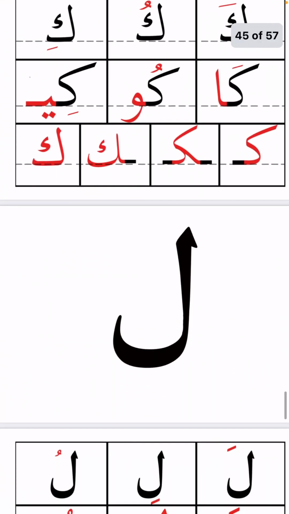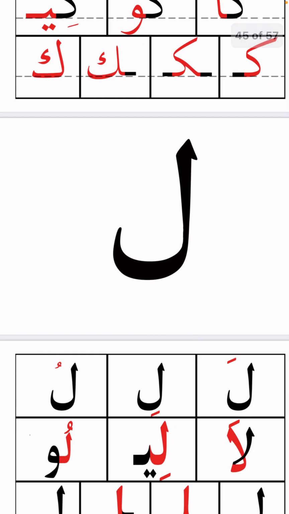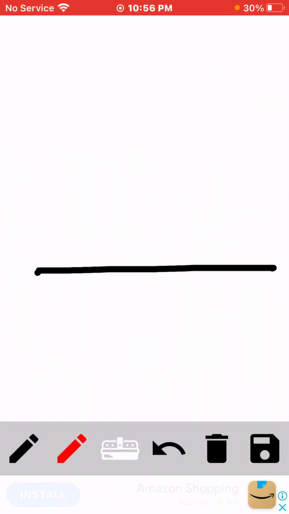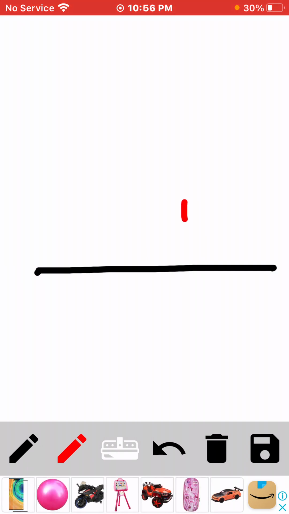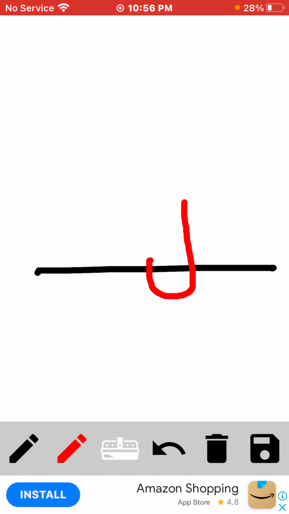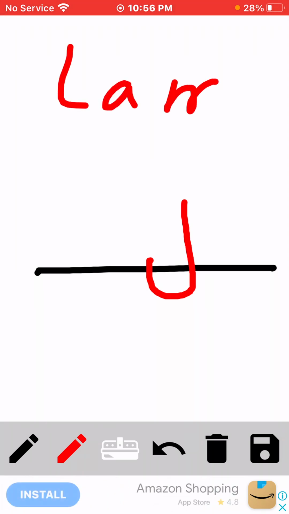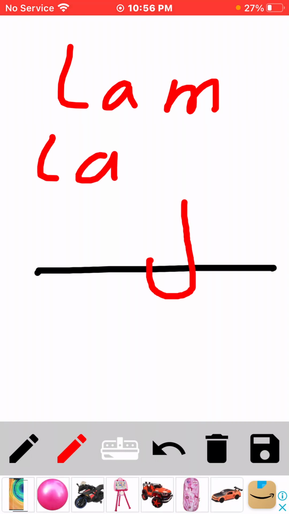We are about to finish the letters. Here is letter lam, and this is a light letter. Lam, and its sound is la. How do we write it? We do it like this, and the letter lam has to come a little bit under the line like this. So this is letter lam. Its name is lam and its sound is la. And this is a light letter.